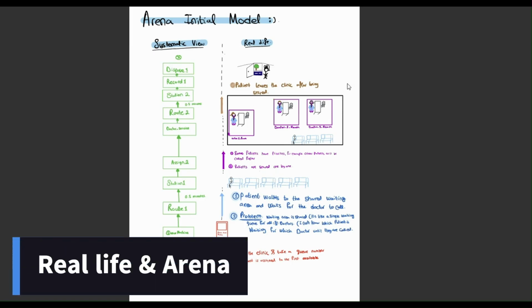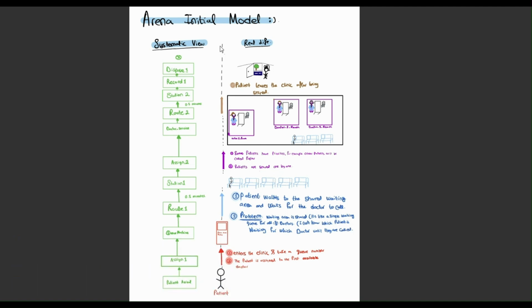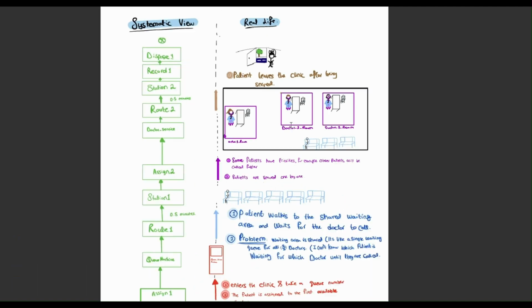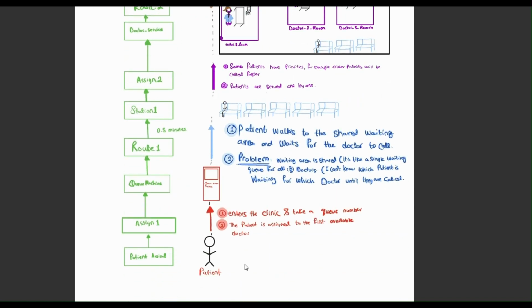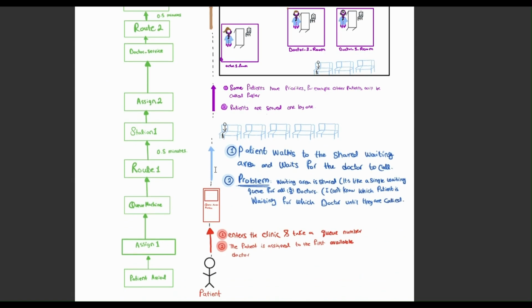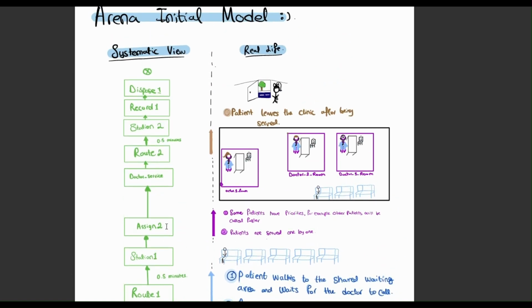To understand the system more, I drew a real life and systematic view, where you can see all of these things happening in real life, and these are the things that we used in Arena software in order to do the same thing as happens in real life, in order to simulate what is happening.